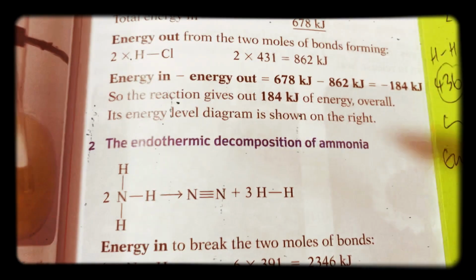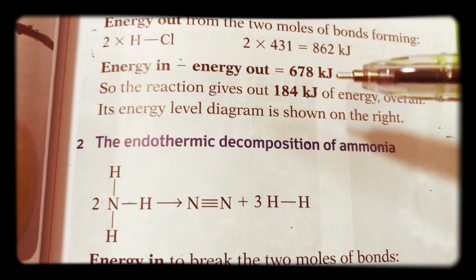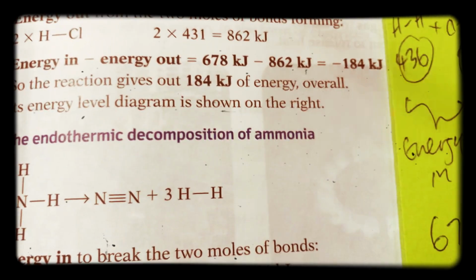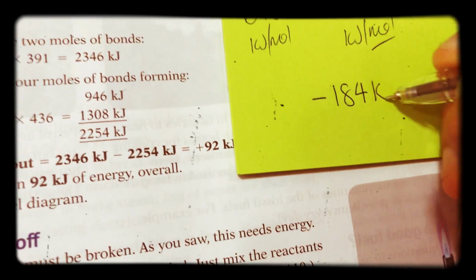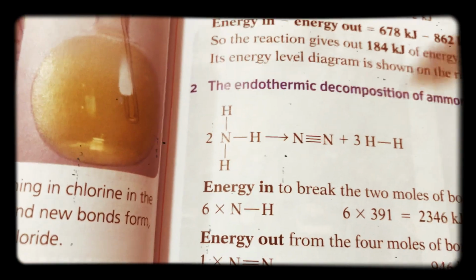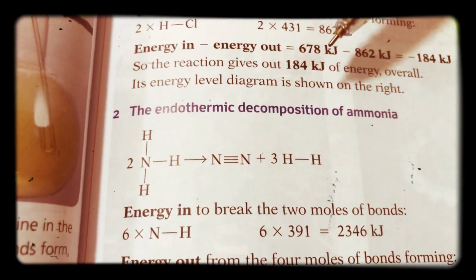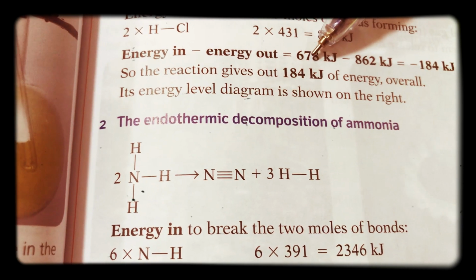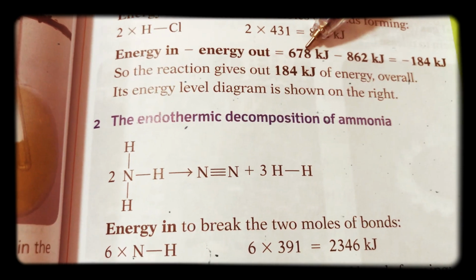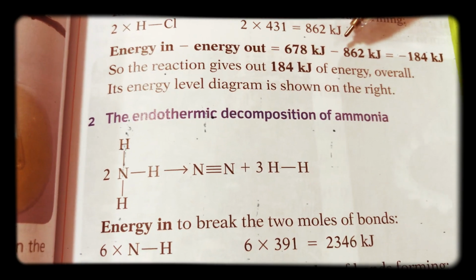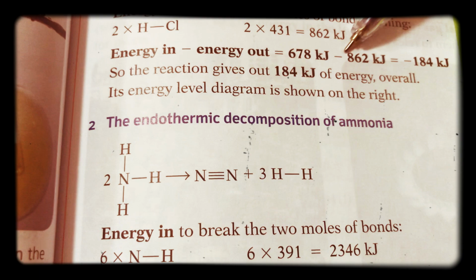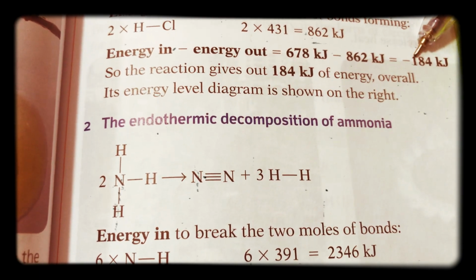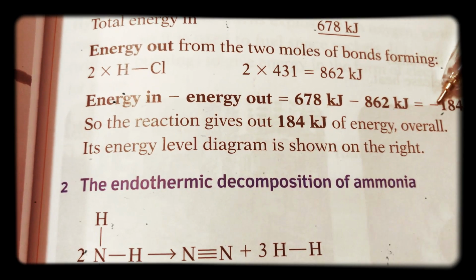Now, then what we can do is we can figure out that the energy in, take away the energy out, is 678 minus 862, which is equal to minus 184 kilojoules, okay? So, what happens is this. The energy that you have to put in to break all the bonds is 678. Now, that is less than the energy released in making the bonds, okay? 862. So what we do is we always go energy in, take away energy out. Now, if the energy out is larger than the energy in, we will always get a negative number, okay? A negative number.